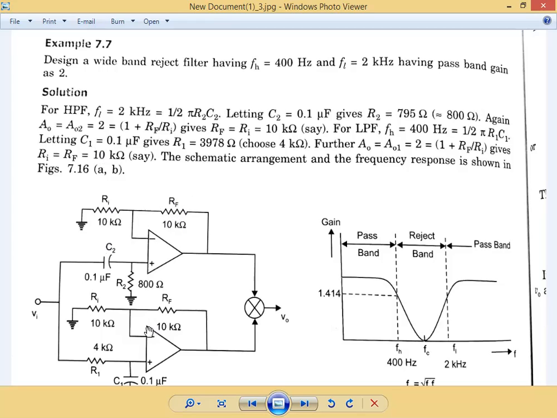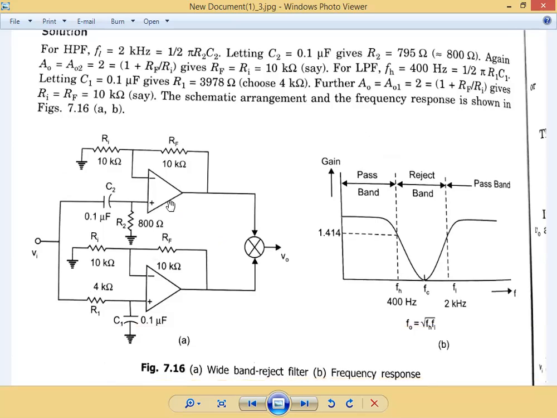Similarly, for the low pass filter also, we are going to consider R1 and RF values of 10 kilo ohms. And according to the given frequency value of the low pass filter, we are going to obtain the values of R1 and C1.